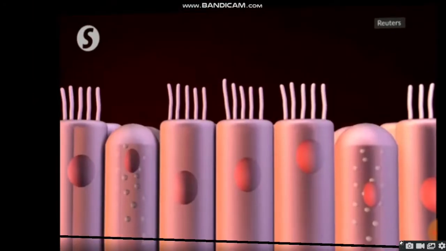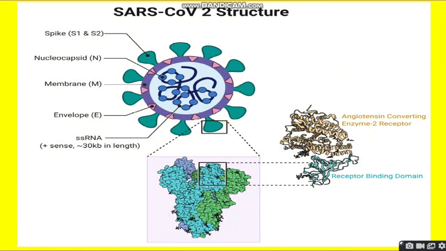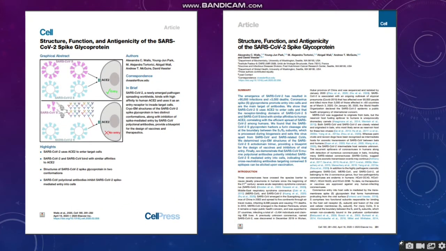So coronavirus spike glycoproteins promote entry into the cell and are the main target of the antibodies. Let's take a closer look at this spike protein. I also found an article which talks more about this spike protein.